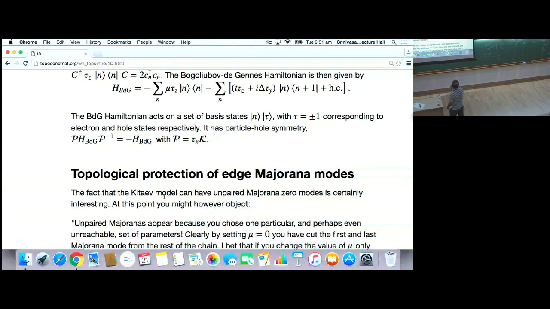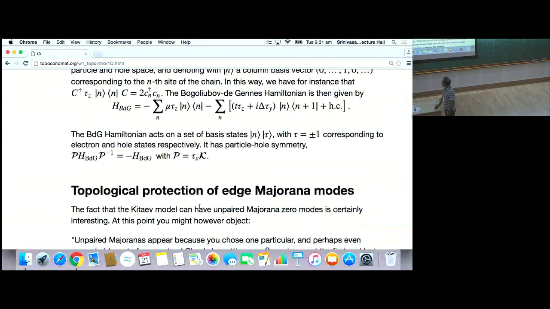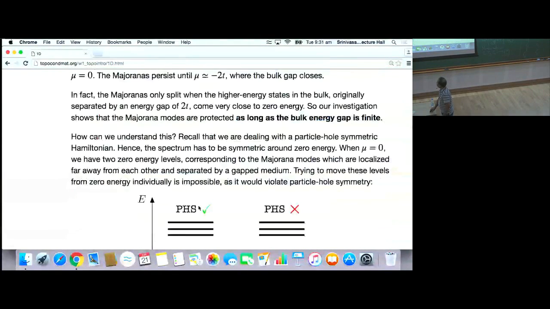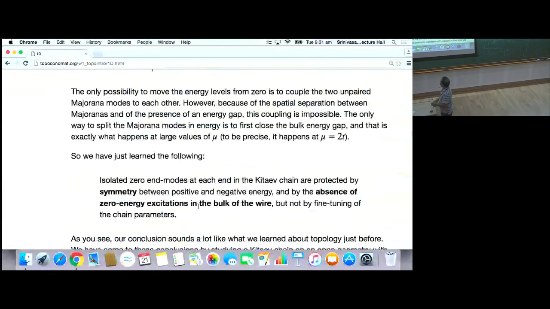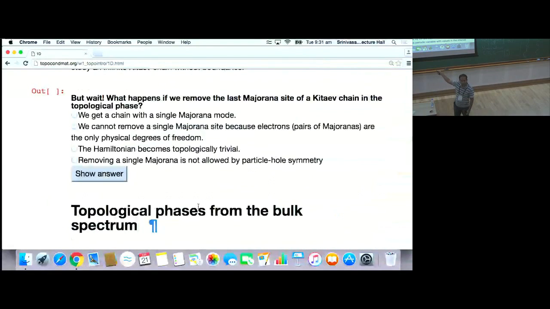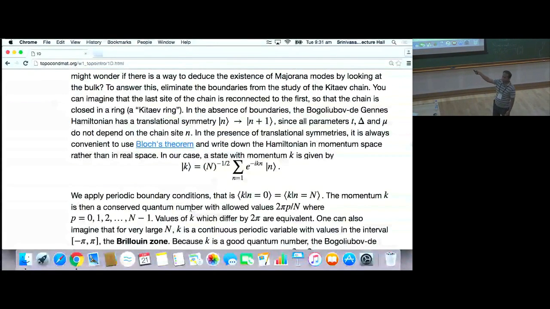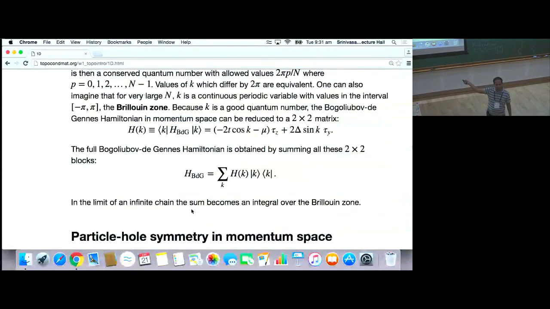Okay. So we have this Bogoliubov-de Gennes Hamiltonian. Now the next thing we have to do is understand its spectrum with periodic boundary conditions. You use Bloch's theorem, and you make this change of basis. When you make this change of basis and calculate the Hamiltonian, the magic of the symmetry is that the Hamiltonian turns out to be diagonal in this basis, almost.